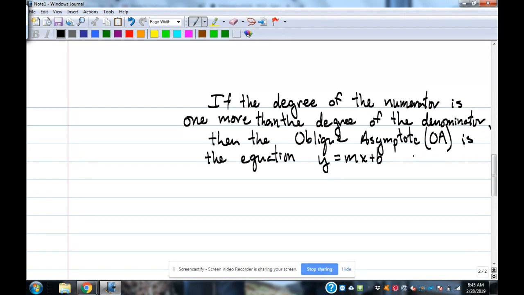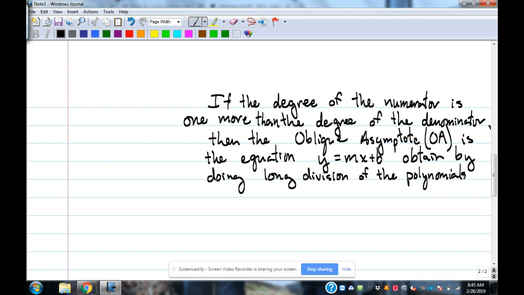The equation y equals mx plus b obtained by doing long division of the polynomials. Remember, we did this back before, we did synthetic division most of the time. Sometimes you can use synthetic division. Most of the time with rational functions, that denominator is not a small one. So a lot of times you've got to do long division. We'll do some of those, but that's for obliques. And I'll write an example of that.